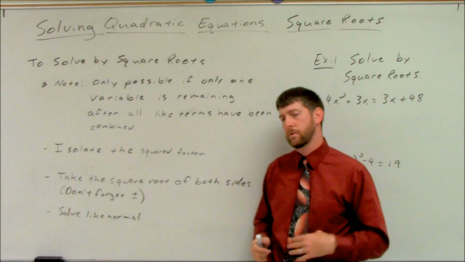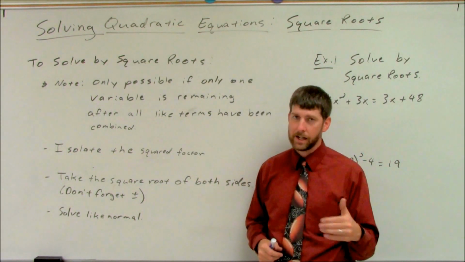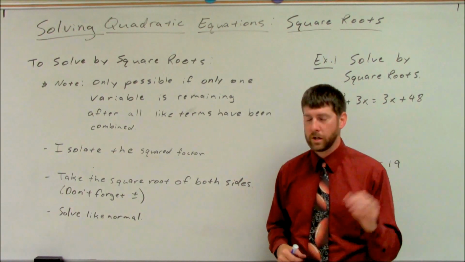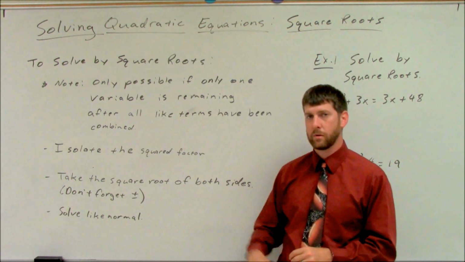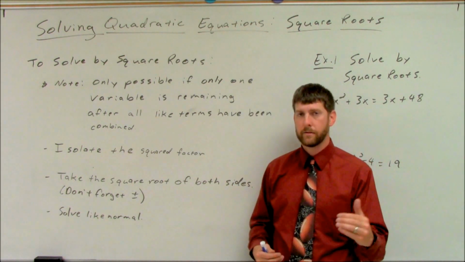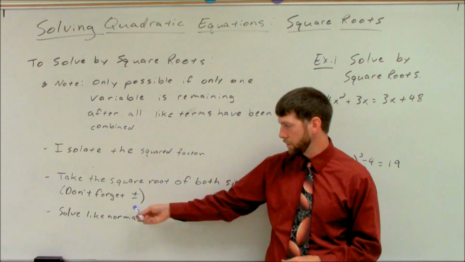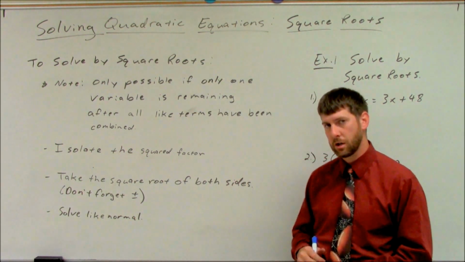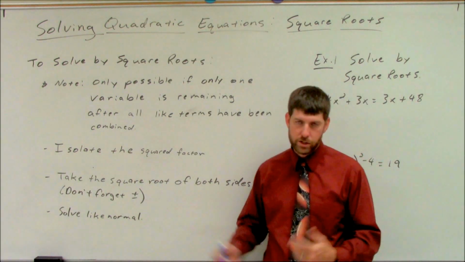Remember, if I take the square root of a number like 9, the square root of 9 is not 3. It's actually plus or minus 3, because positive 3 squared equals 9 and negative 3 squared is equal to 9. So anytime we take the square root, we've got to remember to put plus or minus on our solution. And then from there we just solve like normal.